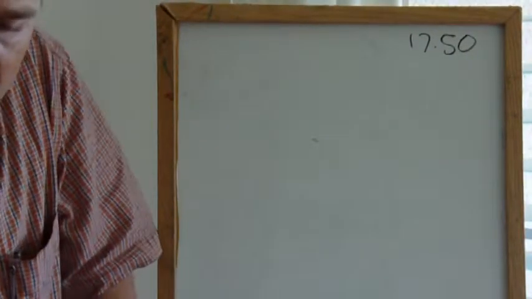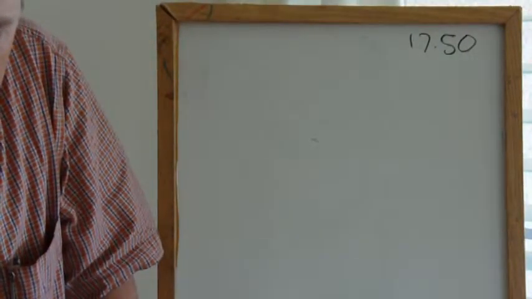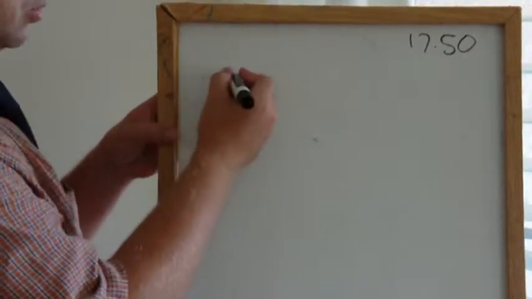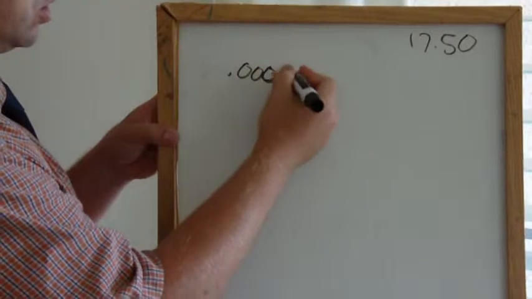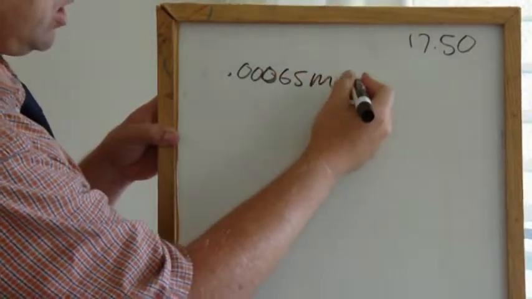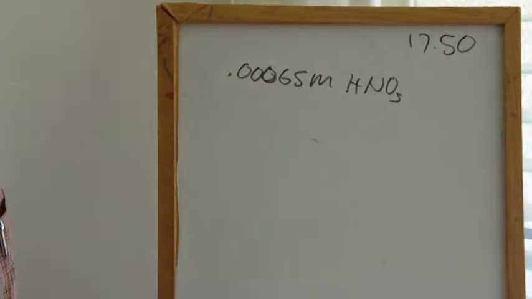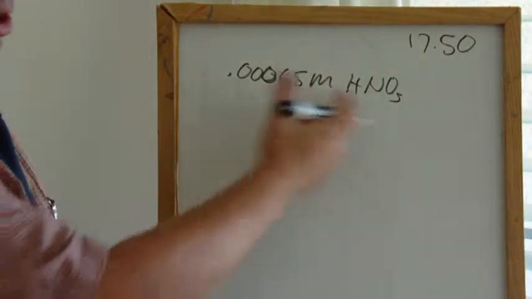What is the concentration of hydrogen ion in 0.00065 molar nitric acid? 0.00065 molar HNO3. All right, so we have HNO3. Well, it's a strong acid, right?